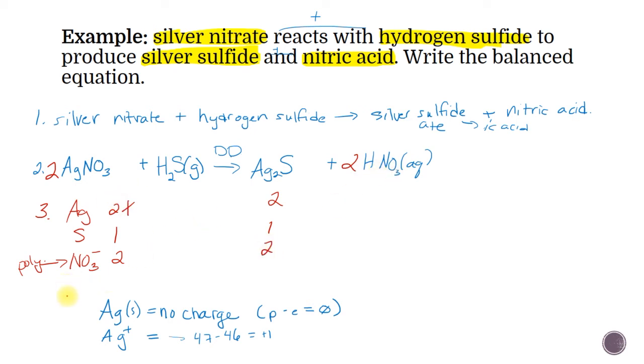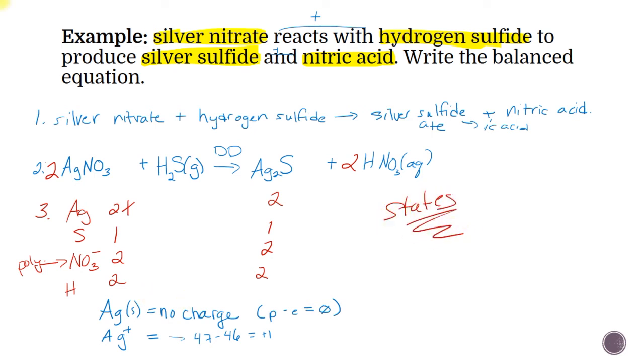And the last thing we're going to balance is the hydrogen. I have 2 hydrogen on the left because I have a subscript, and I have 2 hydrogen on the right because I have a coefficient. So everything balances. There's 2 silver, 1 sulfur, 2 nitrates, and 2 hydrogens. So this is our complete balanced reaction. The only thing that it's missing is the states of matter.